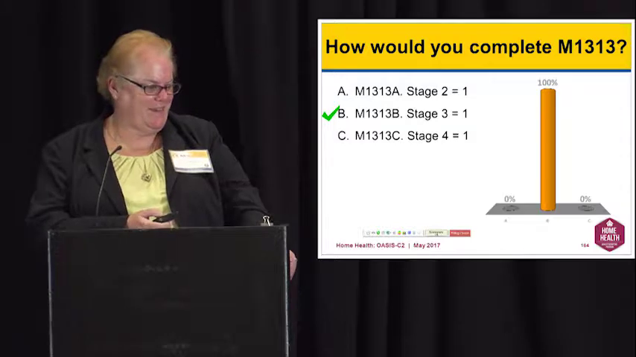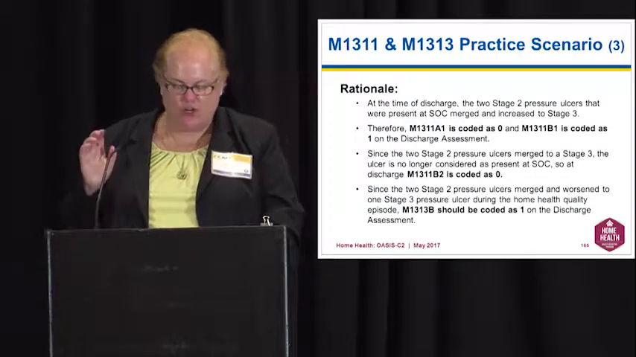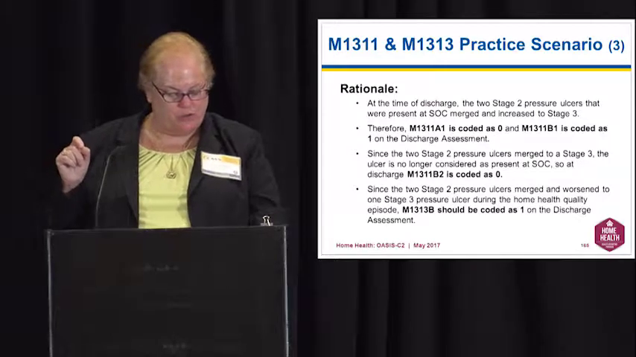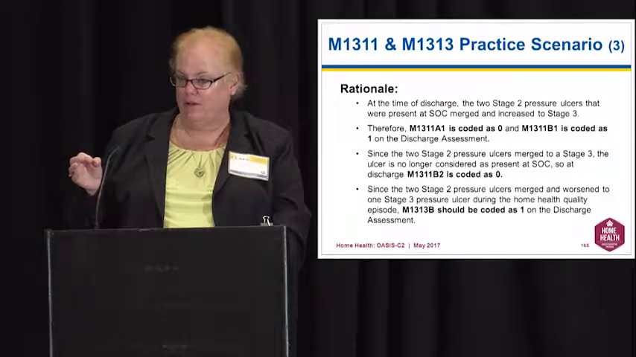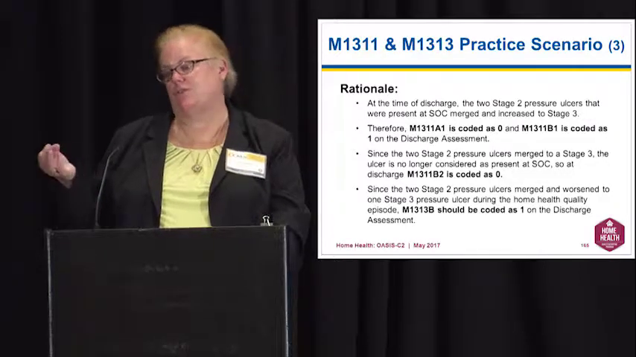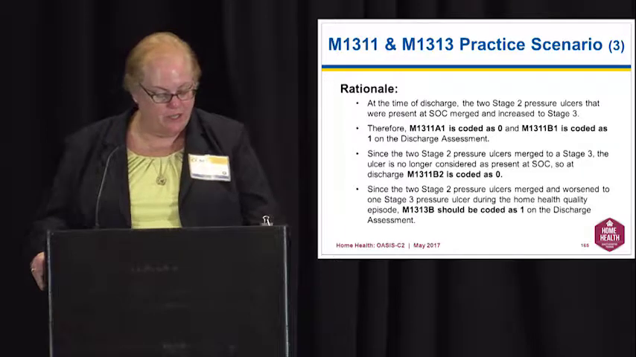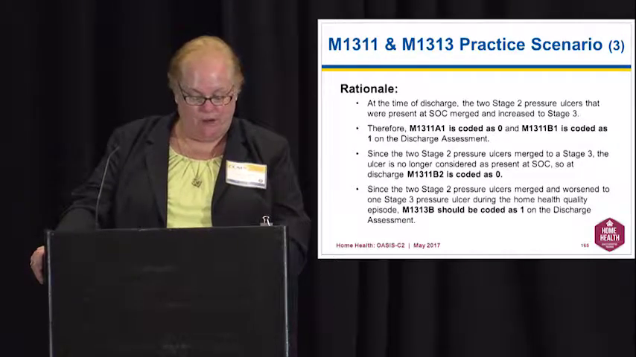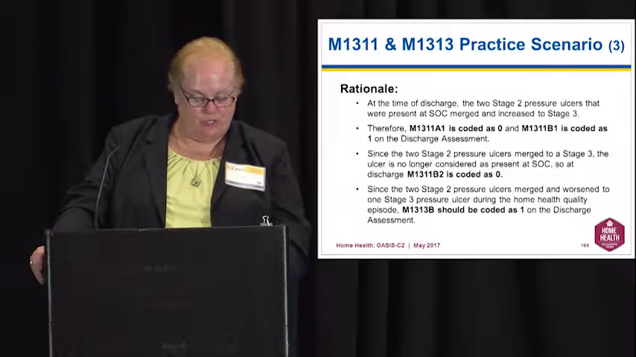Very good. Excellent. Okay, so the rationale behind this: at the time of discharge, the 2 stage 2 pressure ulcers that were present at the start of care merged together. So now they're 1 ulcer, but it increased to a stage 3. It went from a stage 2 to a stage 3. Therefore, M1311A1 is coded as 0, and M1311B1 is coded as 1 on the discharge assessment.